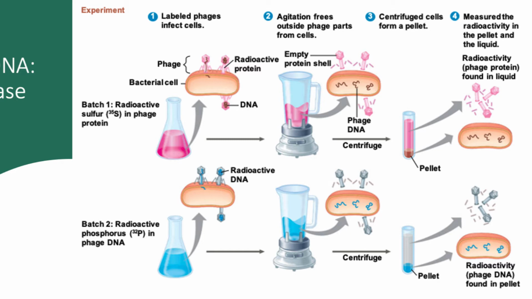What they found was that when the protein was radiolabeled, the supernatant was radioactive, indicating that the protein had stayed out of the bacterial cells. However, when the DNA was labeled, the radioactivity appeared inside the cells, indicating that the bacteriophage had injected DNA into the bacteria. This indicated to them that the genetic material was, in fact, DNA.